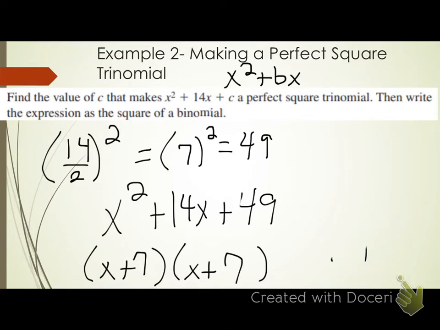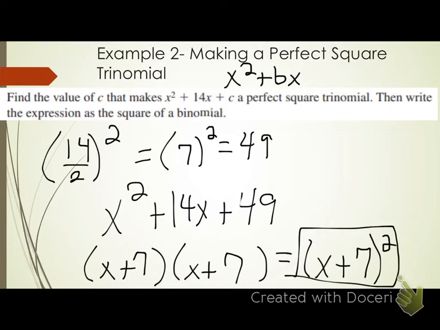So how can I write x plus 7 times x plus 7? 7 squared. X plus 7 squared. Does everyone see that? If I have x squared plus bx, anytime I take half of b and square it, and I add that to my binomial, it then becomes a perfect square trinomial. So I can factor it, and it becomes some binomial squared. We okay with that?